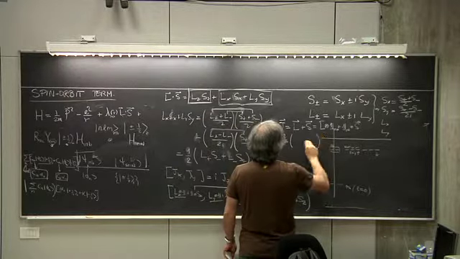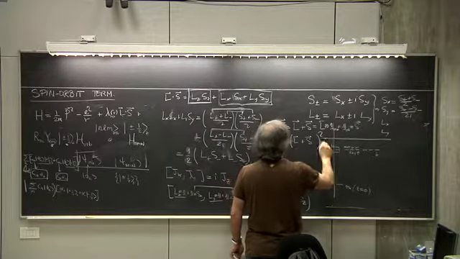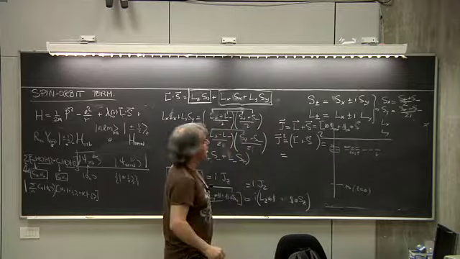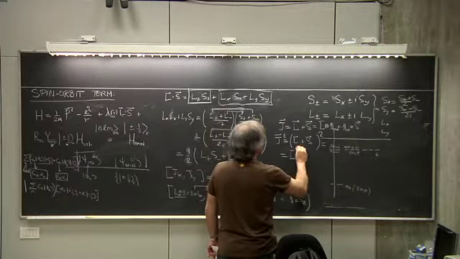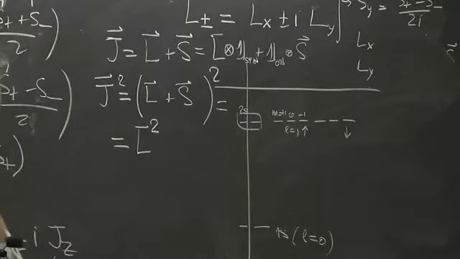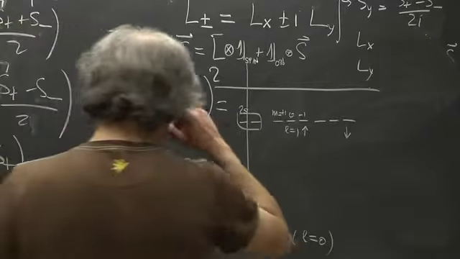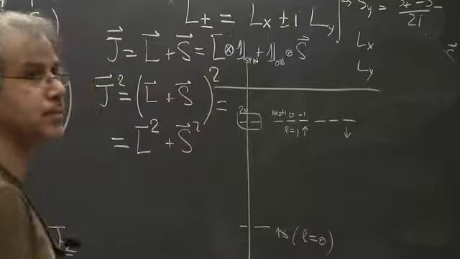You can also write it as L plus S square, right? By the definition, the square of this is simply L square. You don't care for the 1. The 1 squared is 1, okay? Then there is the S square coming from the square of this.